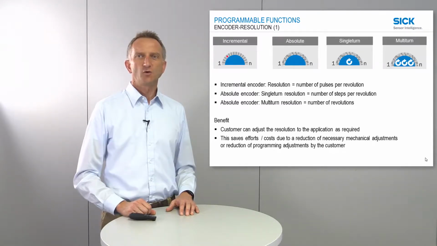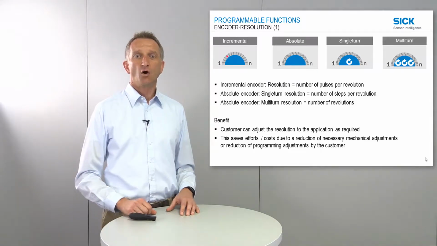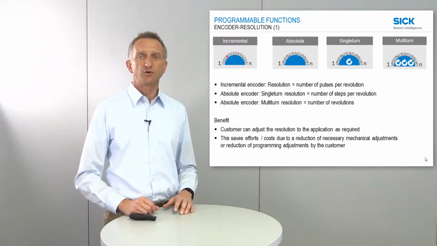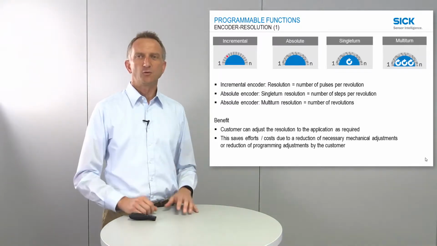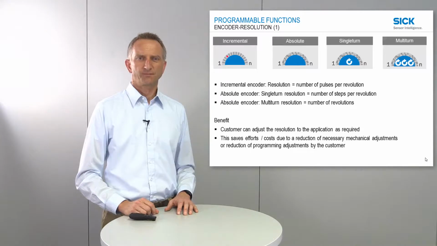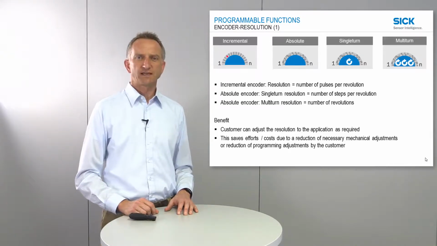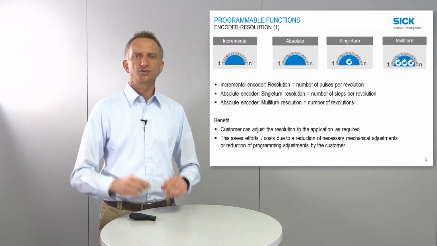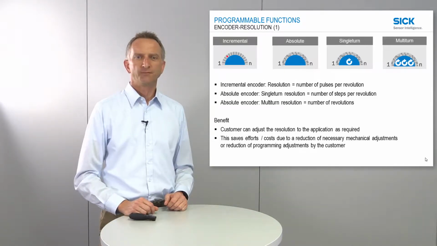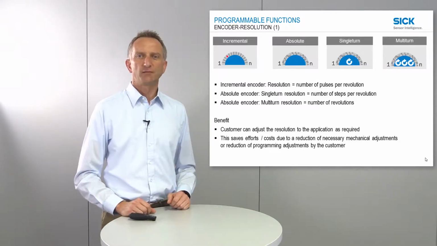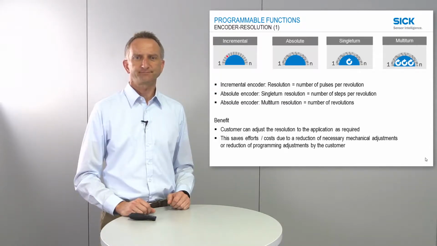And for absolute encoders, the adaptation of the resolution means we are adapting the number of steps per revolution, but each step equals a distinct position. For absolute encoders, this can be done as single-turn resolution, which means the number of steps per revolution, and it can be done as a multi-turn resolution, which then means the overall number of revolutions.